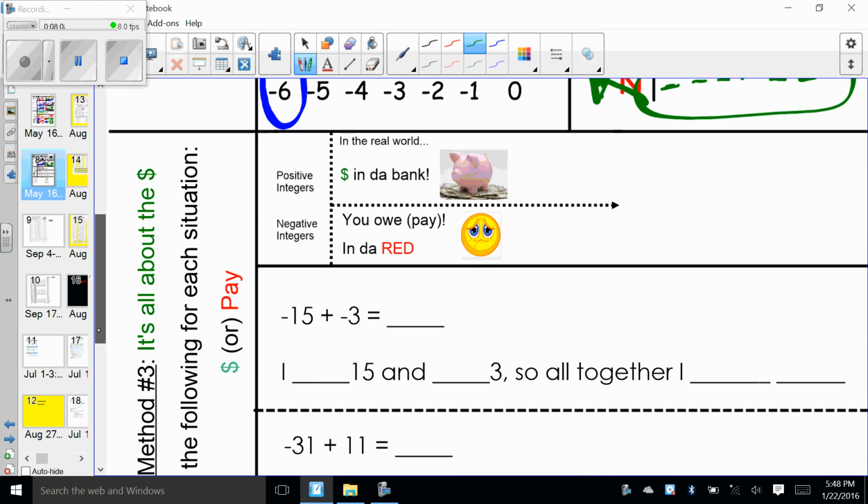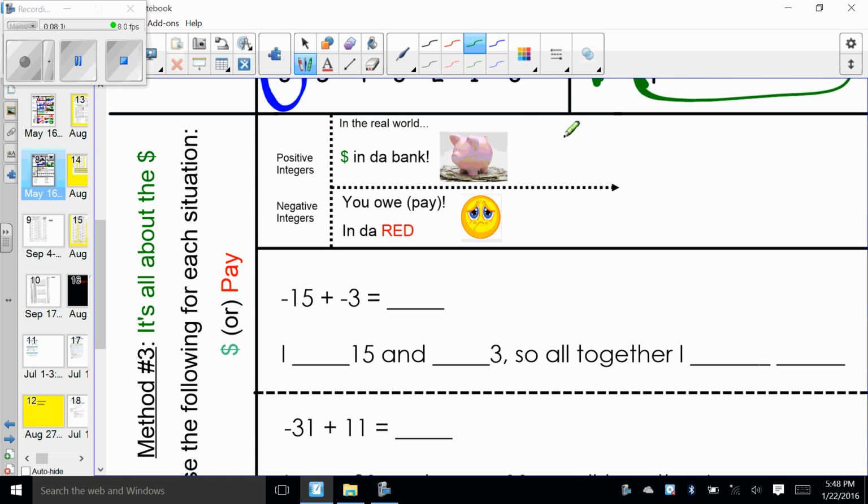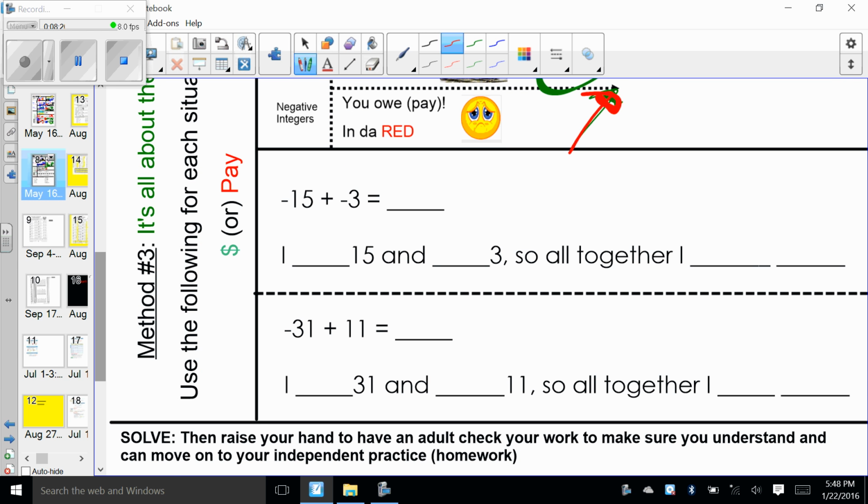All right, guys, so just a quick reminder that positive integers are money in the bank. So we're going to draw that little bank every time, thinking about it. And the negative integers mean that we're taking it out of the bank. So we're in the red or taking it out. So let's look at our example down here. -15 plus -3. So we're thinking about, well, what's really going on here? Well, negative means I owe $15. And I owe $3 because they're both negatives.